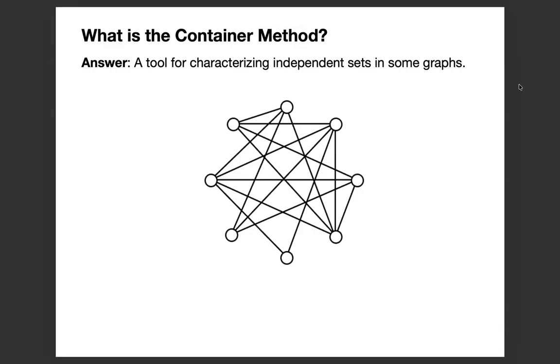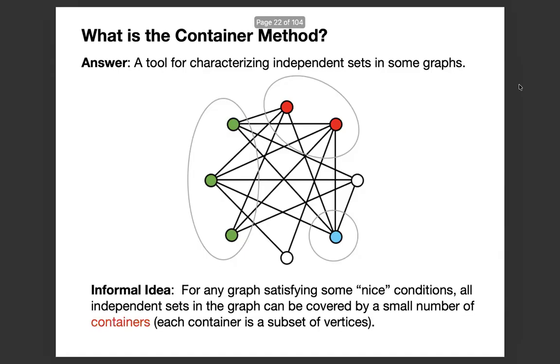This graph has lots of independent sets. I've circled 3 of them, but if I've counted correctly, there are at least 20, maybe 25 independent sets. So the container method says that informally, even if your graph has a lot of independent sets, we can cover these independent sets by a relatively small collection of containers, where each container is a subset of vertices.